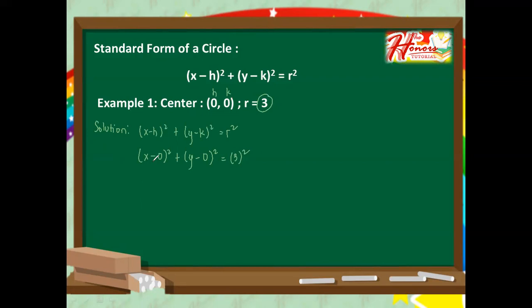Let's simplify first. X minus 0 is x still, so we have here x raised to 2. Plus the quantity of y minus 0 raised to 2. So y minus 0 is still y. So we have here y raised to 2 is equal to 3 raised to 2, that is equal to 9. It is because 3 raised to 2 is equal to 3 times 3. So 3 times 3 is 9.